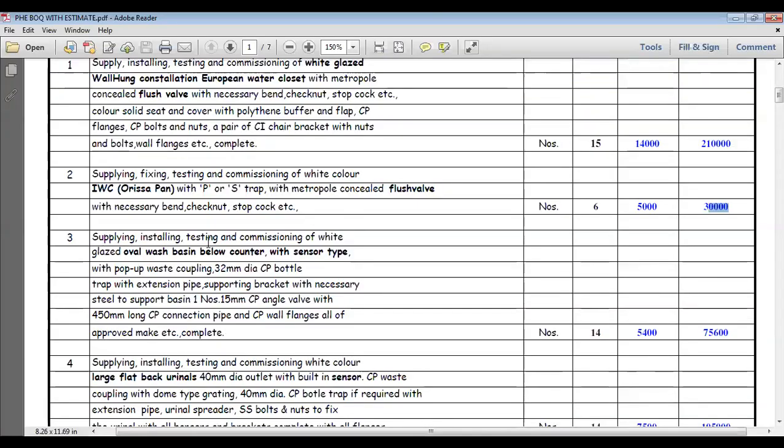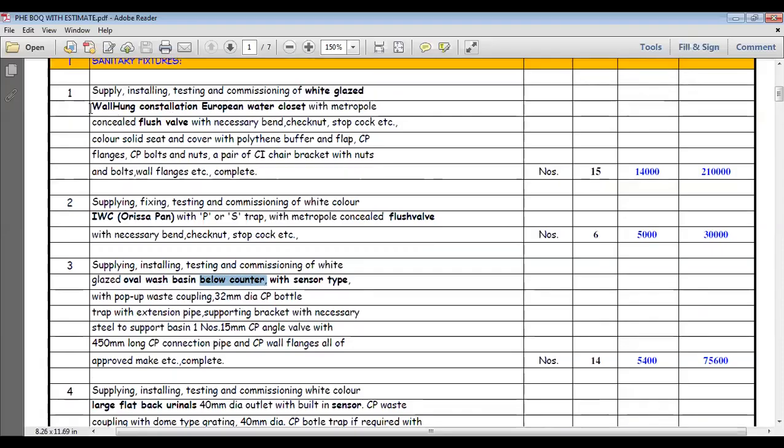And supply, installation, testing and commissioning of white wash basin. This is a wash basin, oval type wash basin. Below counter, what type? That is below counter, under counter. Already we have put the type also. What type? This is European water closet, wall hanging. This is Indian water closet, Orissa pan.